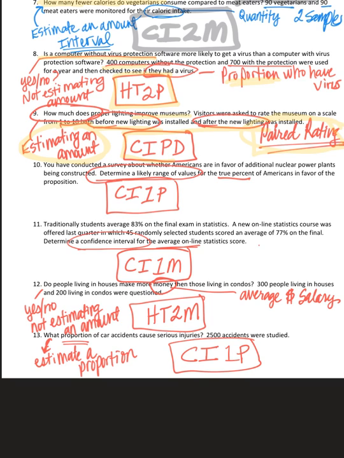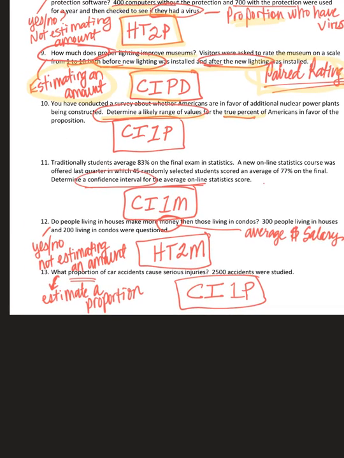Okay. Here it says in number 10, determine a likely range of values. Right there, that's what a confidence interval is, for the true proportion of Americans in favor of this proposition. Are you in favor of it? Yes or no? That's a proportion of Americans. Confidence interval for one proportion. Number 11, determine a confidence interval. So that's a confidence interval for the average online score of this one set of people. Okay? So confidence interval for one mean.